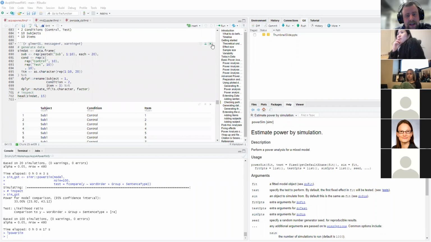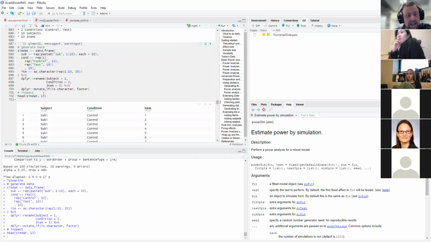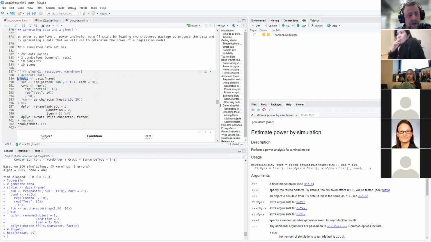So what I did here is I simulated the data set. I call it simdat. I created 200 data points, right? Two conditions, very simple again, because I wanted to keep it simple: test and control, 10 subjects and 10 items. And so I want to have a data frame. For subjects, I want to paste subject 1 to 10, and I want to repeat each 20 times. So you'll see subject 1 for 20 times, and then subject 2 20 times, and so on, right?